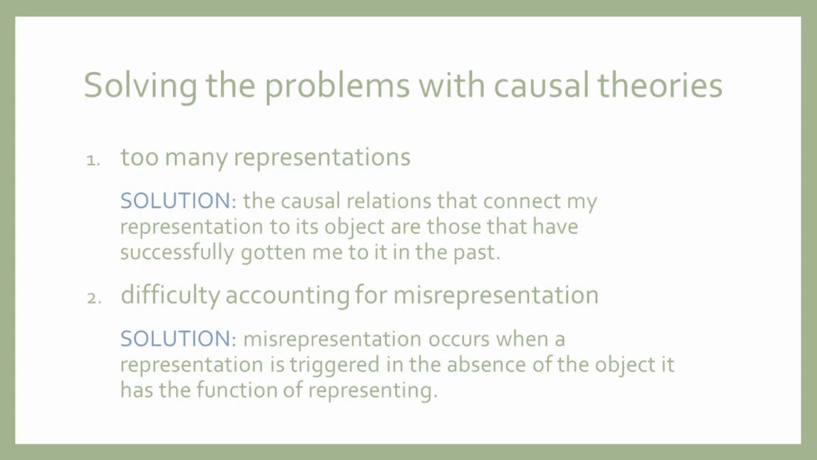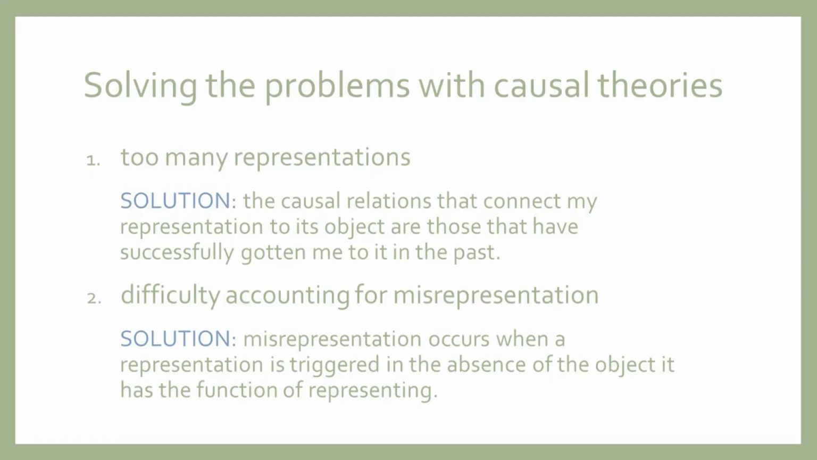Finally, let's look at the two problems with causal theory and see how the consumer theory resolves them. First, there are too many representations. The problem here was to narrow down all of the various causal relations between my football and my football representation in order to determine which ones are the important ones or the relevant ones. On the consumer theory, my football representation covaries with the football because it's that representation that has gotten me to footballs in the past. And second, there's the difficulty of accounting for misrepresentation.